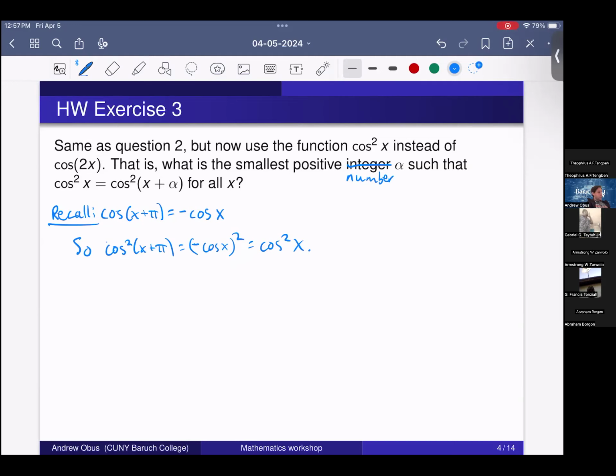So this is what we have. And in particular, what we see is that cosine squared of x plus pi is equal to cosine squared of x. Okay, and so that again tells us that alpha equals pi works. I'm not going to prove it, but it turns out that this is the smallest positive number that works.